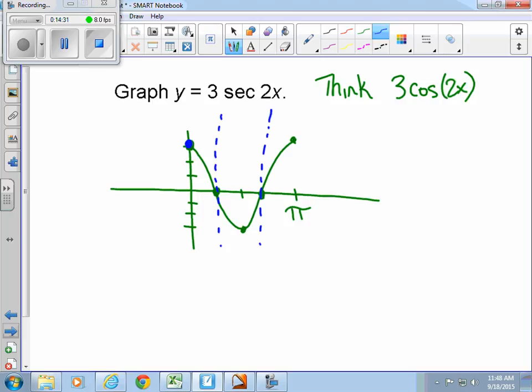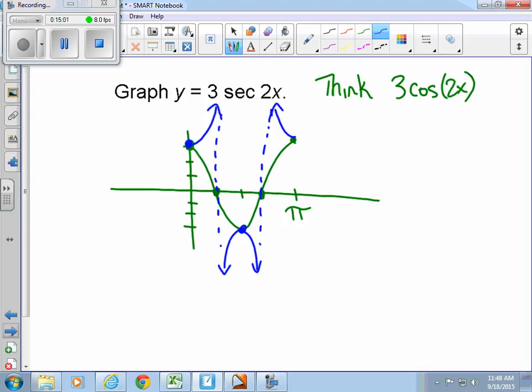Everywhere there is a 1, in this case it's a 3, right? Because they changed it with the A, the first touch. I'm going to draw an upward facing U. Where there's a negative 1, I'm going to draw a downward facing U. That's 1 full period of 3 secant 2x. You can kind of tell what would happen if you kept going left or right. You finish those U's off, but that's one full period.